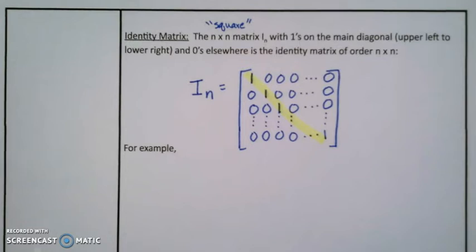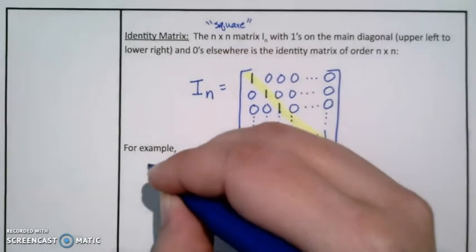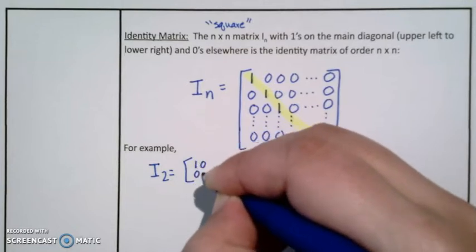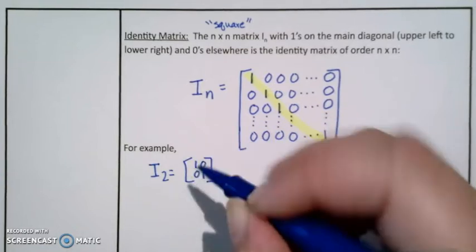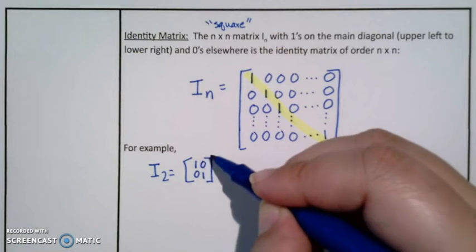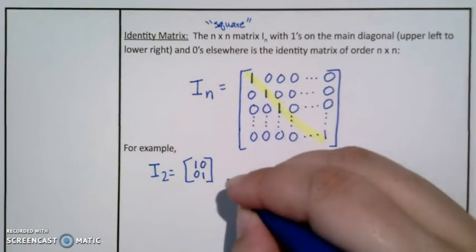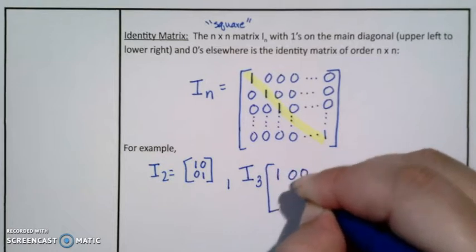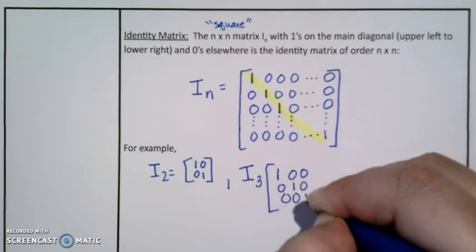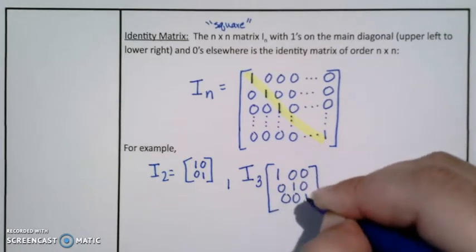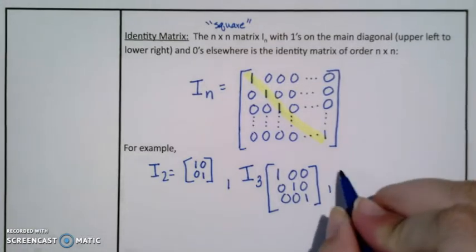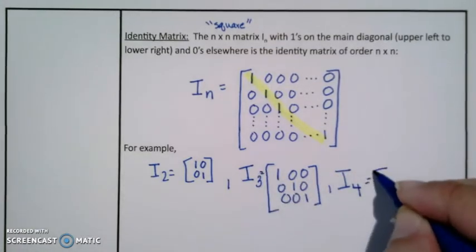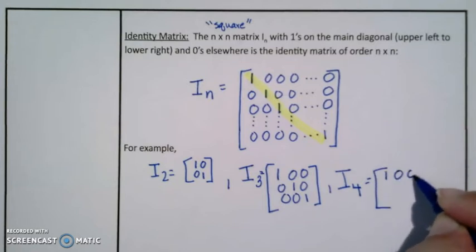Okay, and some examples of these: the 2 by 2, so I2 would be 1, 0, 0, 1. 2 by 2, right? 2 rows and 2 columns with 1s in the diagonal. I3, 1, 0, 0, 0, 1, 0, 0, 0, 1. All 0s except for 1s on the diagonal. I4 would be 1, 2, 3, 4.